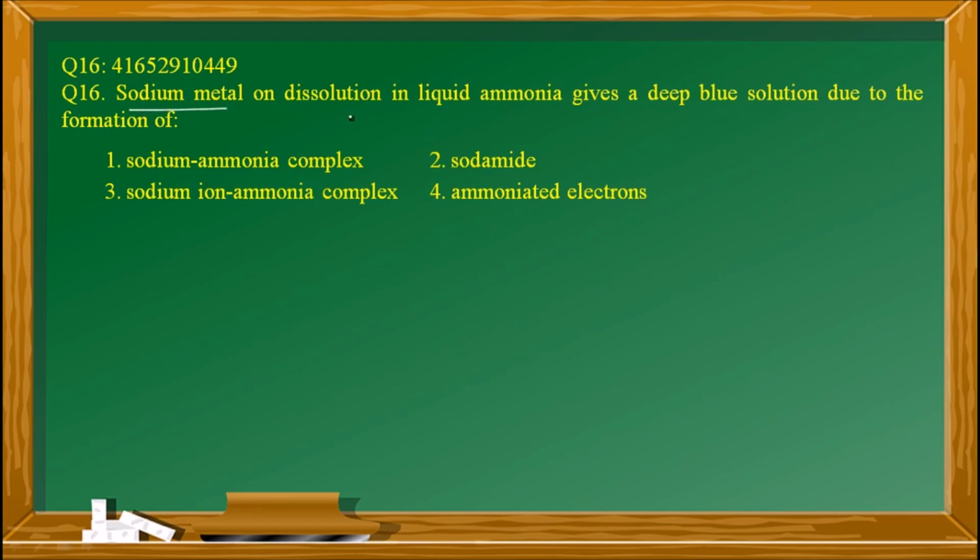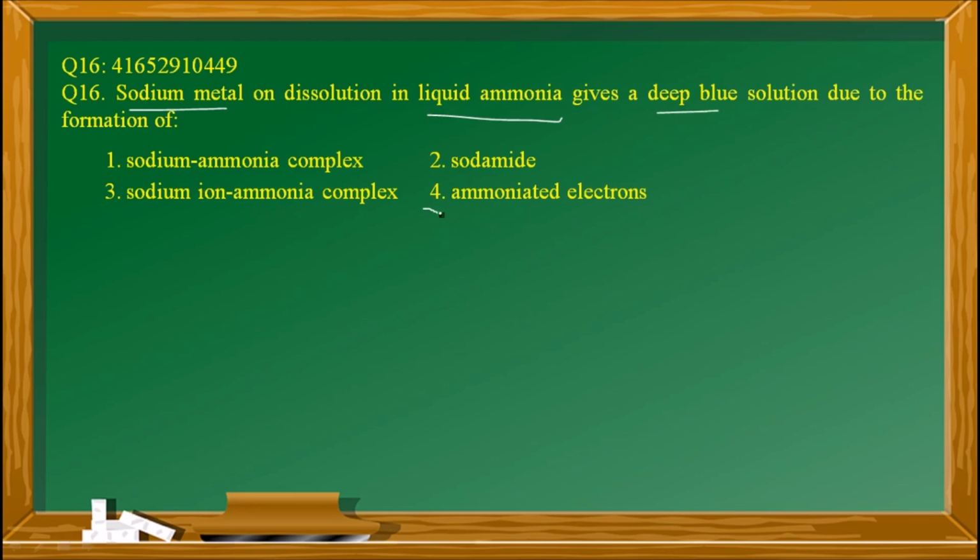Sodium metal in liquid ammonia. What is this reaction? Usually we do this kind of reaction. Yes, Birch reduction. Sodium metal in liquid ammonia. Why do we get blue color? Deep blue color. Sodium ammonia complex, sodium ion ammonia complex, ammoniated electrons.